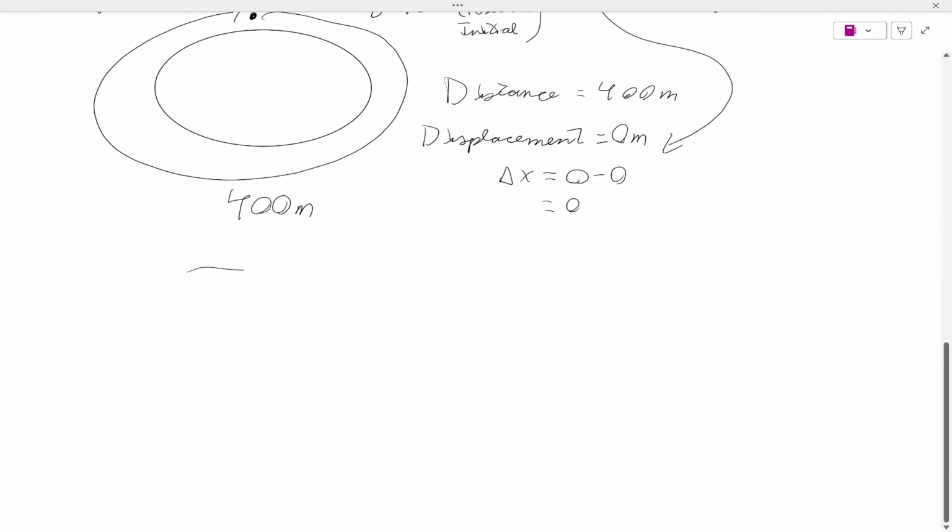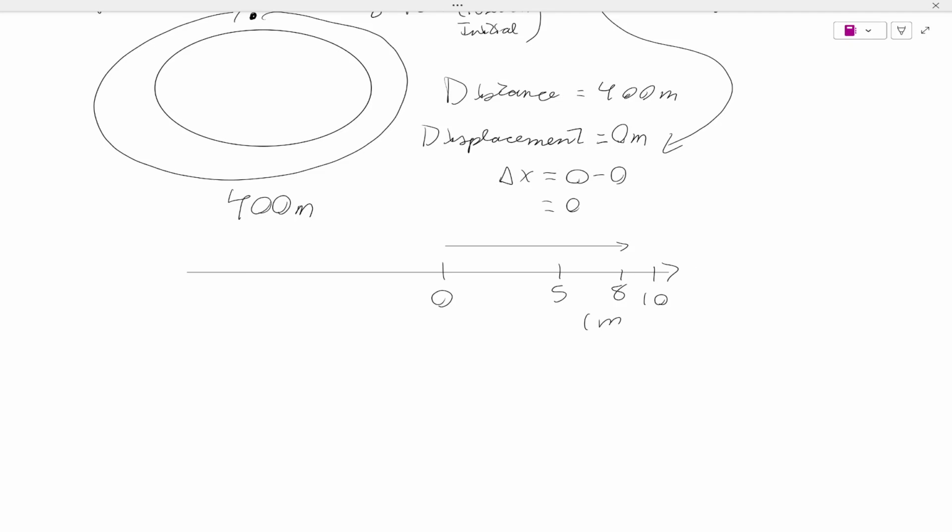So let's look at our number line. Here we have 0. Now let's go 5, 10. I move all the way over here, 8. And this is all meters, right? So let's say I moved 8 meters, right? And then I was like, I forgot my favorite ice cream. So I went all the way here.